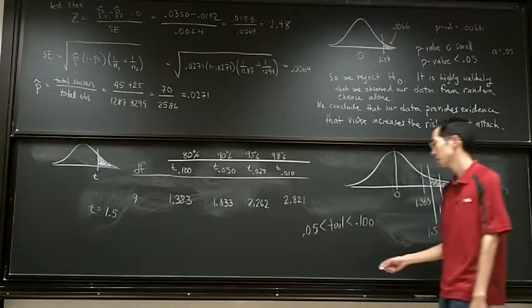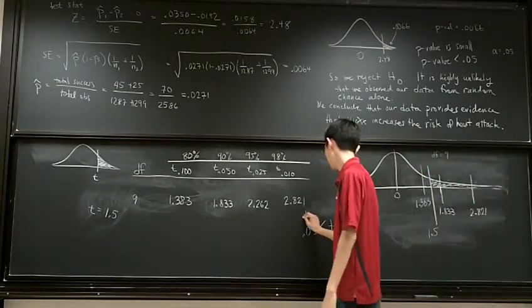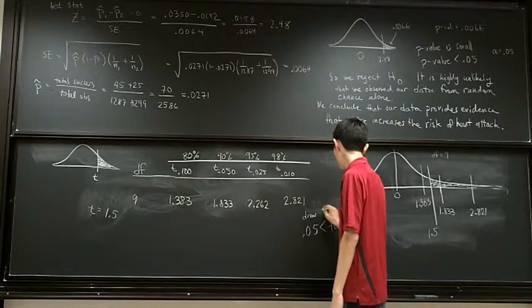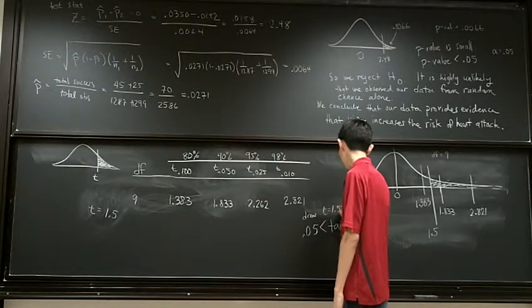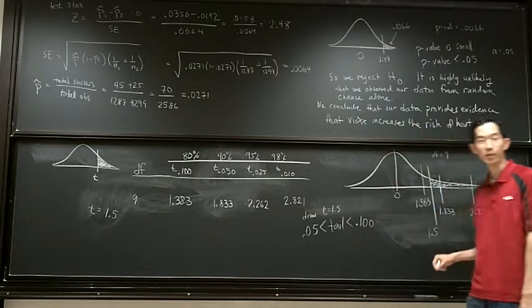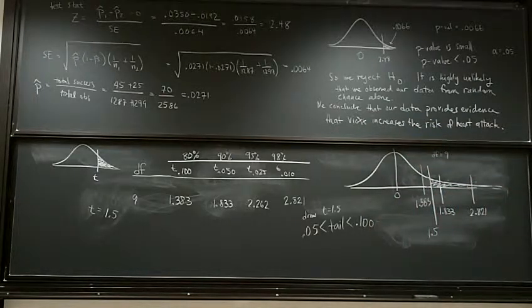If I draw t equals 1.5, and I want to make sure that makes sense. I don't know exactly how much is shaded, but I do know it's less than 10%, but more than 5%.